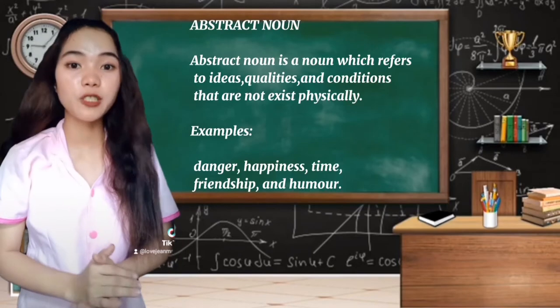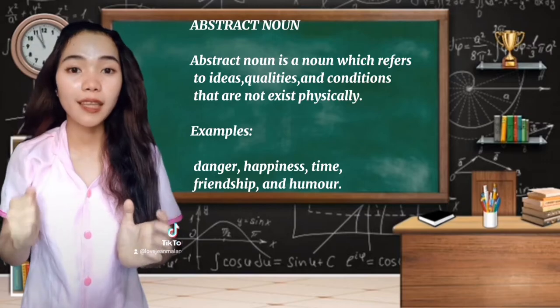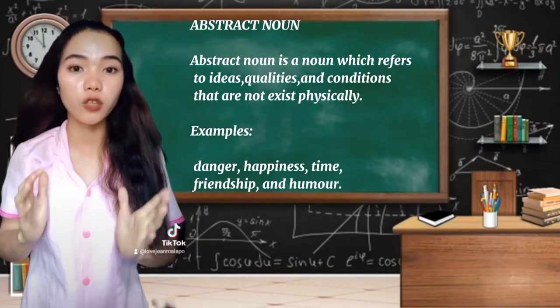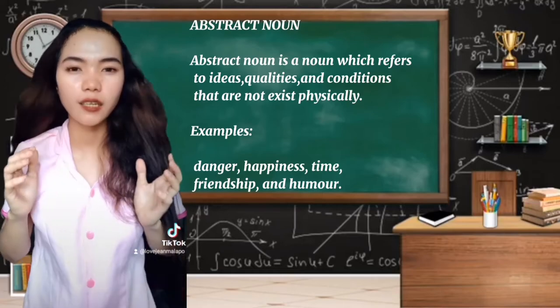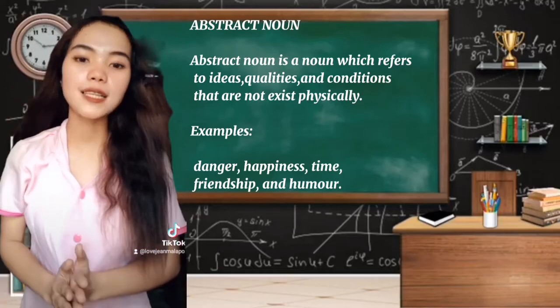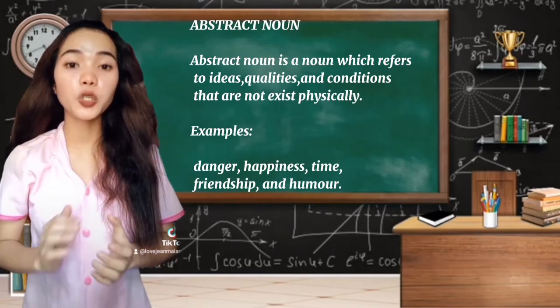The next is the abstract noun. An abstract noun is a noun which refers to people, things, ideas, qualities, or conditions that do not exist physically. It can't be seen or touched. For example, danger, happiness, time, and humor.